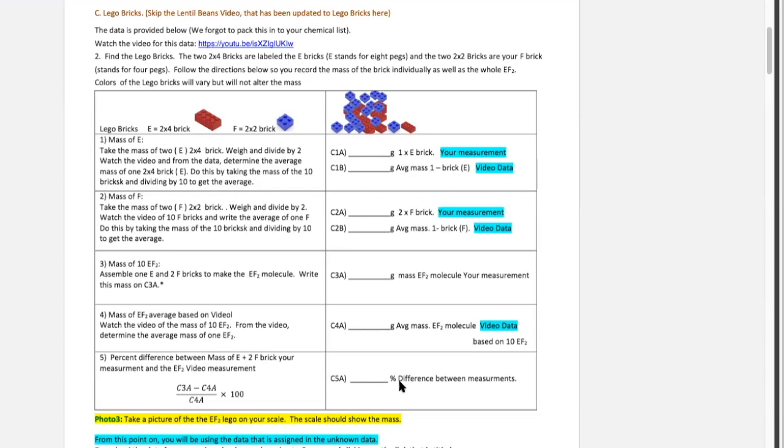Don't try and fudge it, okay? Don't try and make yours closer to the one in the video. Just write that out. There's no right and wrong. It's important because then it will tell you your percent error when you actually do the calculation.